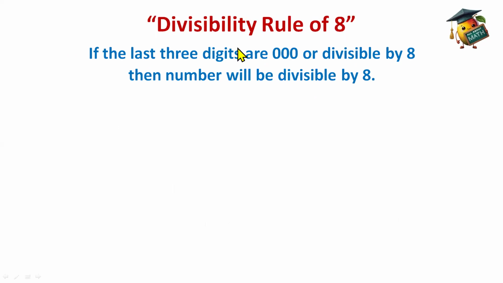8, divisibility rule of 8. If the last three digits are 000 or divisible by 8, then the number will be divisible by 8. Now here, let's see an example. Here, is 9016 divisible by 8, such a big number?